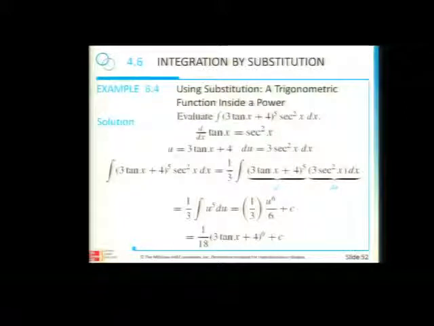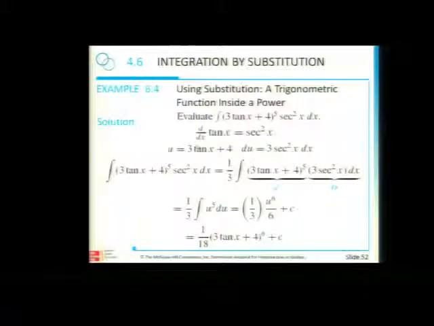That's all, right? You differentiate this one: du/dx is 3 times the derivative of tangent, which is secant squared x. The derivative of 4 gives you 0. So this is du/dx, and then times dx. Now substitute. The original integral is this one.